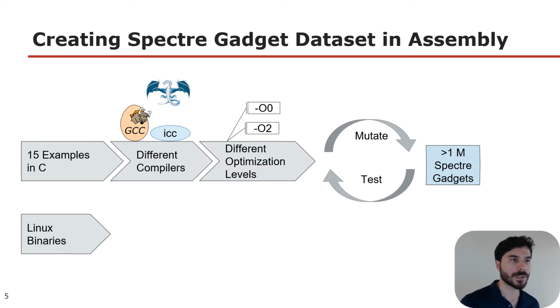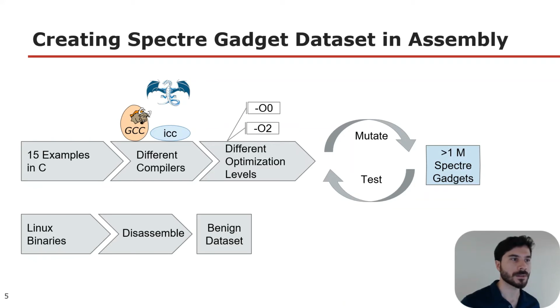To use in future experiments, we disassembled the Linux binaries to obtain a benign dataset. In total, we collected over 100 million lines of assembly code, and the datasets are available on GitHub.